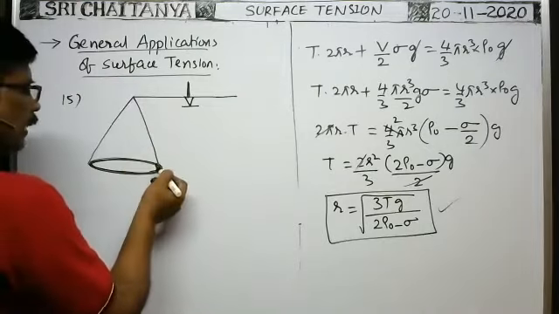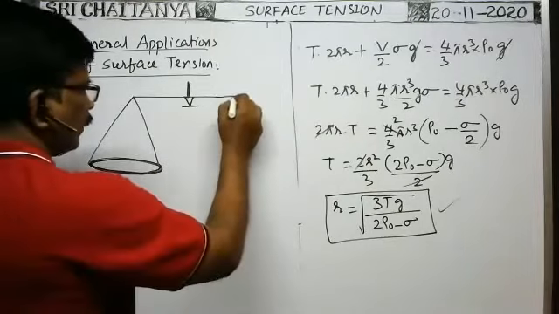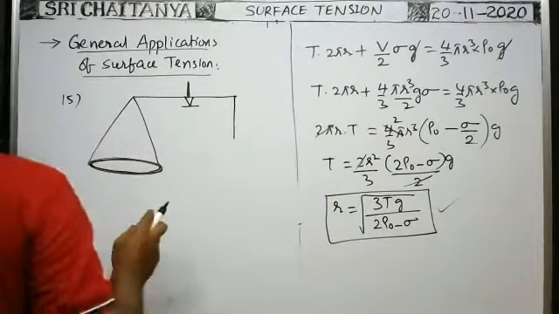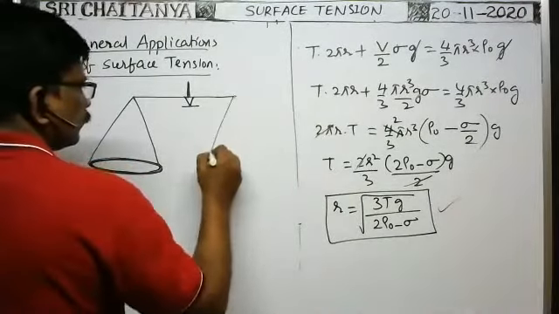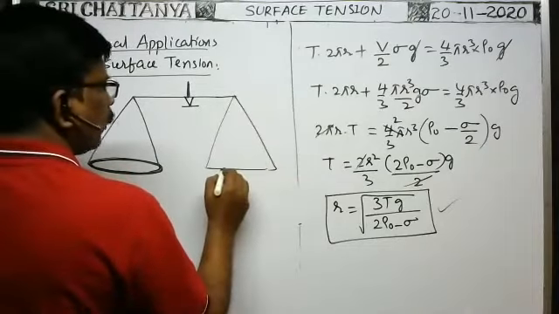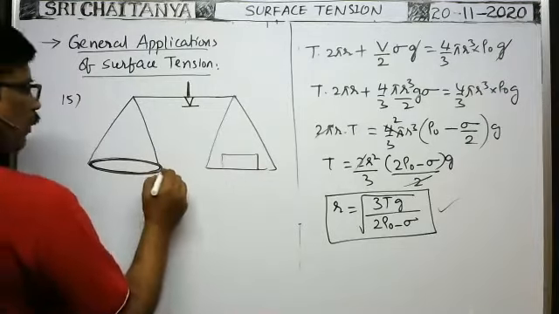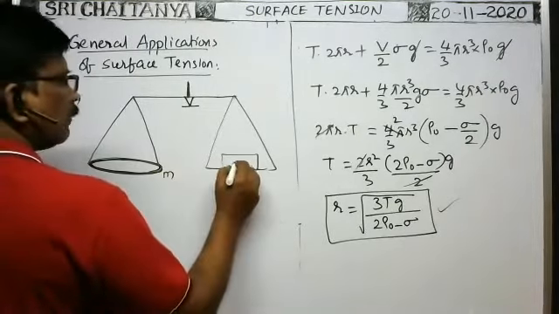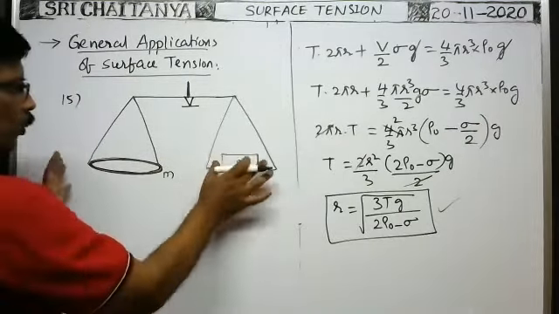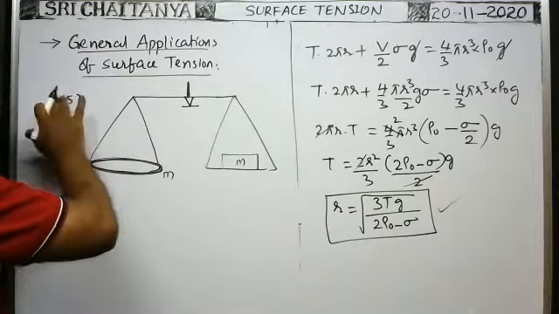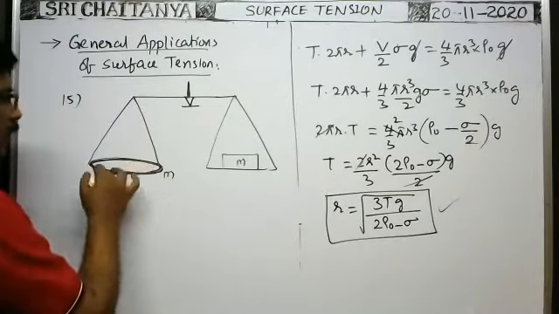Suppose the mass of the ring is m, then weight mg acts vertically downwards. In the other pan a weight is kept. Now it is balanced. The mass of the ring is m, and the mass of the load attached is also m. That's why this ring is balanced by this load. When it is balanced, the mass of the load kept here and the mass of the ring are both the same.